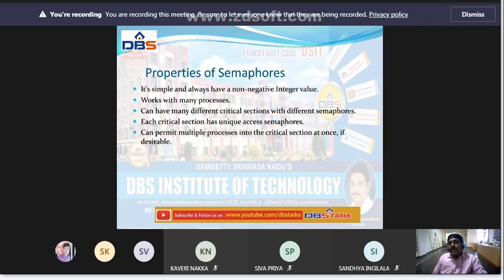We are going to implement different critical sections with different semaphores, and the next property is each critical section has a unique access semaphore. That means for one critical section we are going to access one semaphore. Next, it can permit multiple processes into the critical section at once if desirable. If it is possible, then we permit multiple processes into the critical section. These are the various properties of a semaphore.